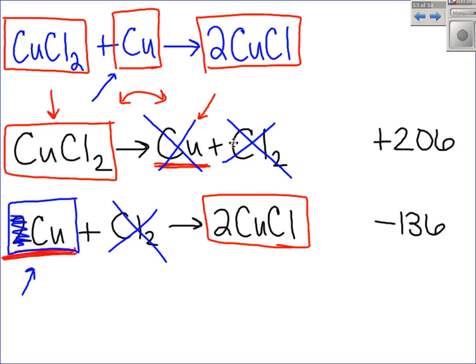Now everything is boxed or circled or crossed out, and now all we have to do is add the enthalpies together. Positive 206 and negative 136 together gives us a total enthalpy change of 70 kilojoules. This lesson concludes Hess's law.